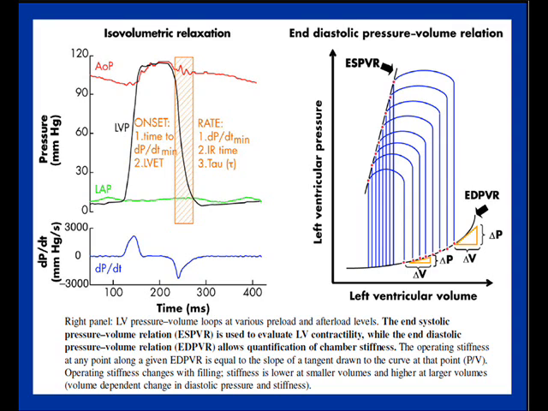And the changes here that we see in preload, or the end diastolic pressure volume relationship, which is right here, allows quantification of chamber stiffness. Okay, chamber stiffness. And they can even look at these pressure volume loops at different exercise intensities, for instance, and graph them up like this and determine how we're doing.